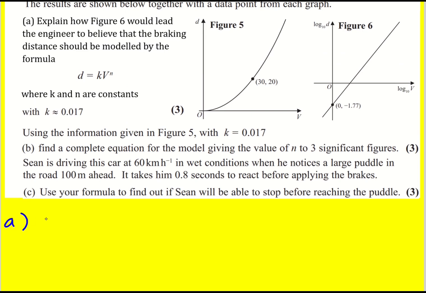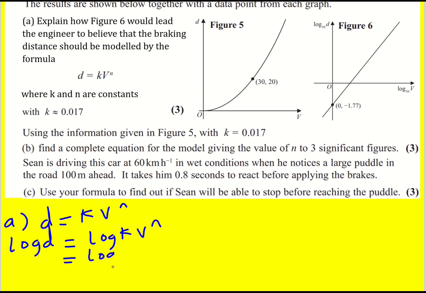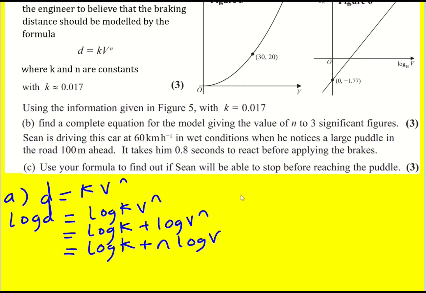So if I make a start with d equals k v to the n, then we can take log of both sides. I'm doing log to base 10 here. I don't need to, they've written base 10 just to clarify it, but it's implied. So that will be log of k v to the n, and I can separate that right-hand side to log k plus log v to the n. Actually, it then becomes log k plus n log v.